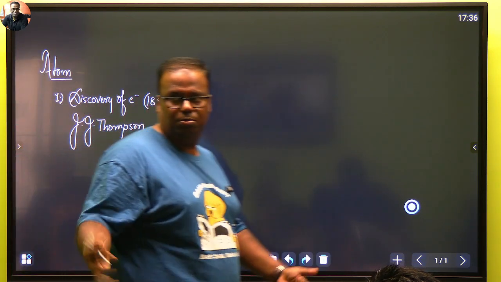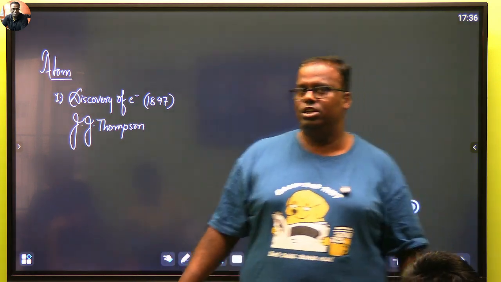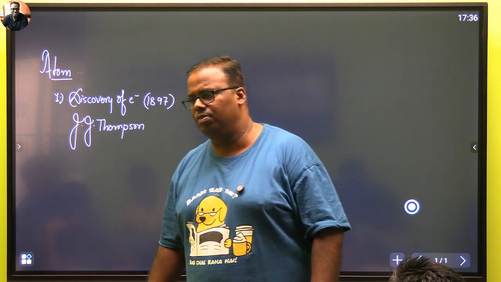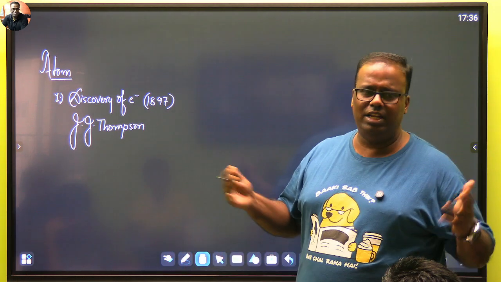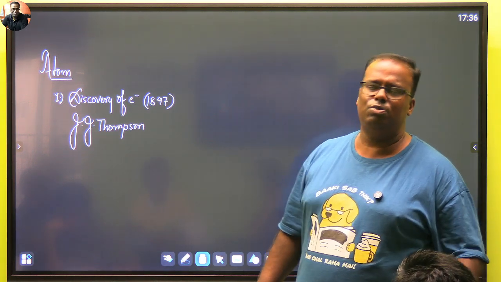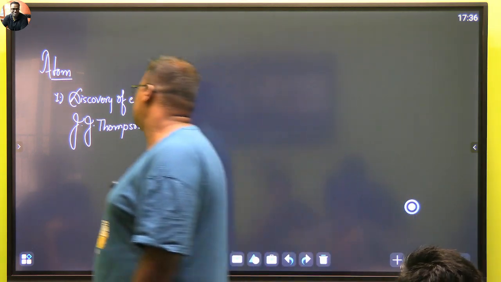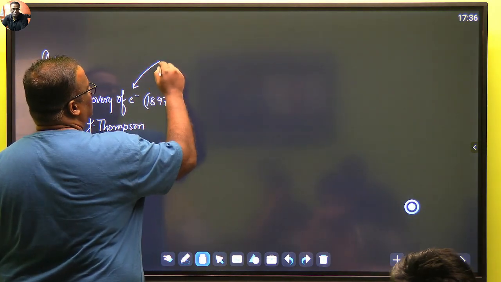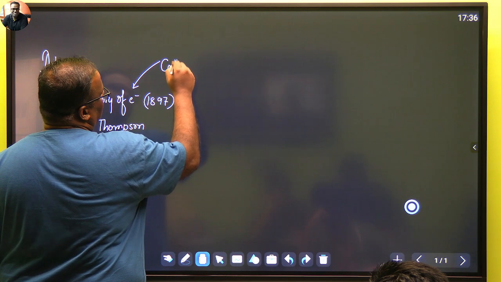J.J. Thomson को Nobel Prize में मिल चुका है इसके लिए, ठीक है. J.J. Thomson is the person who is attributed with the discovery of electron. Your book now does not tell anything about how the discovery of electron took place. If you want to know, you'll study all these in grade 11 now. These electrons, when they were discovered, were known as something called cathode rays.